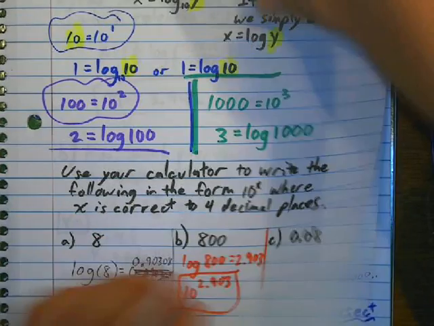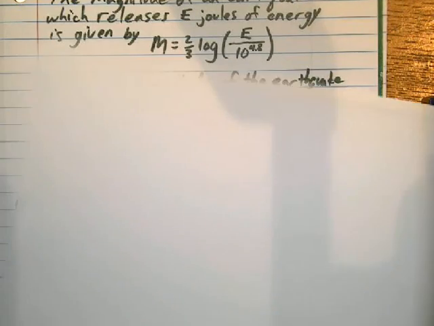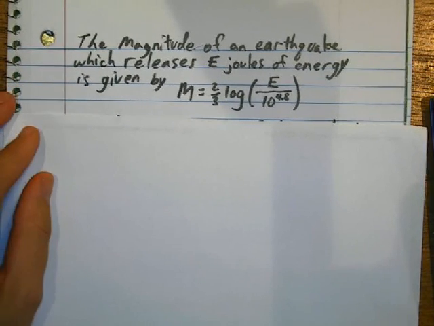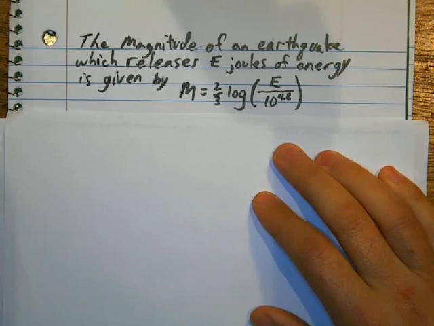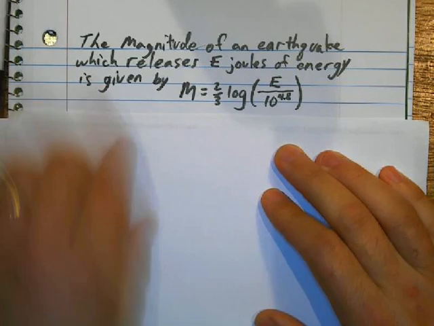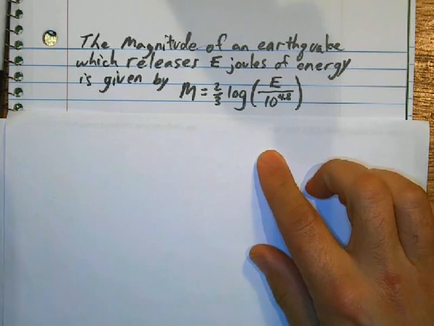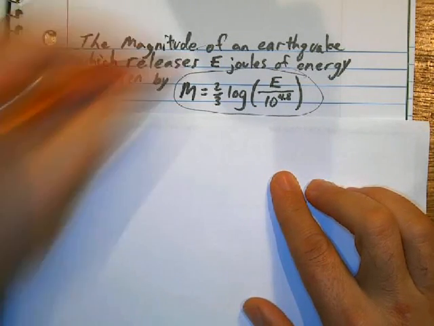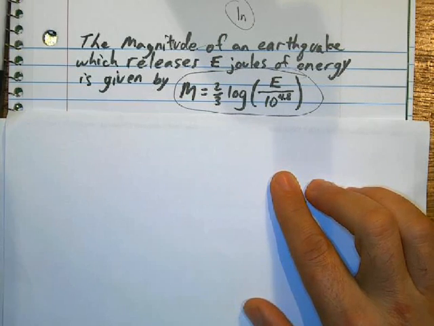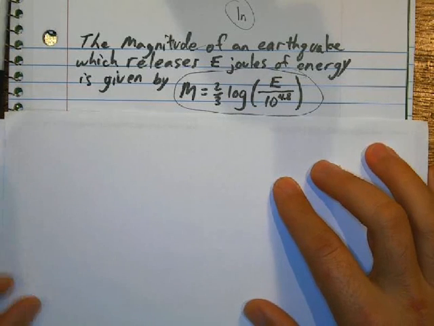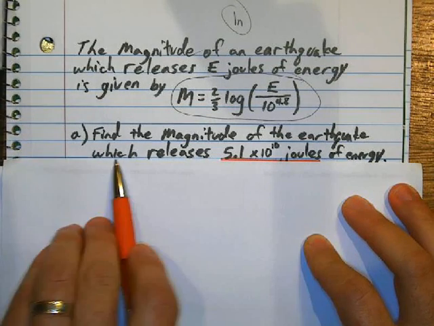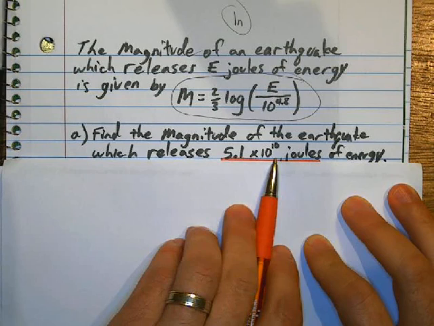Now, this is more of the example that you're going to see on the IB test from what I've seen so far. So you're going to be given an equation. The magnitude of the earthquake, which releases E joules of energy, is given by this. So on the IB test, they're going to give you some sort of equation that's got log or natural log. If you see ln, that's the same thing as doing the log kind of calculation. So one of the equations they might say, okay, find the magnitude of the earthquake which releases 5.1 times 10 to the 10th joules of energy.